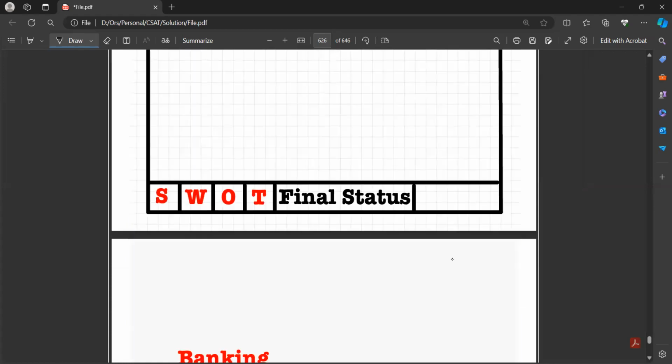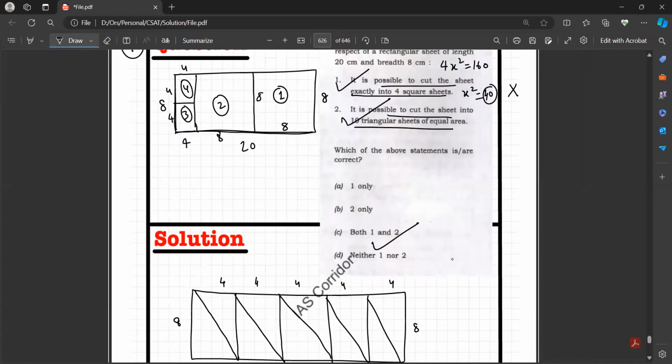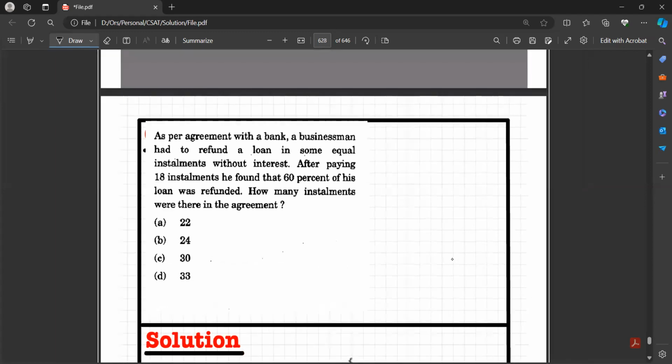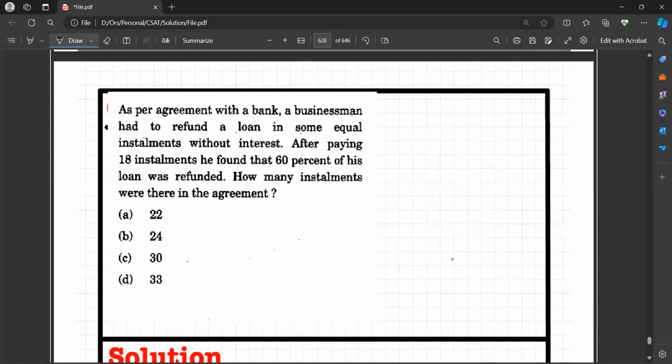So we have completed the topic of figure formation. Let us proceed to the next topic, that is banking. Coming to question number 1.